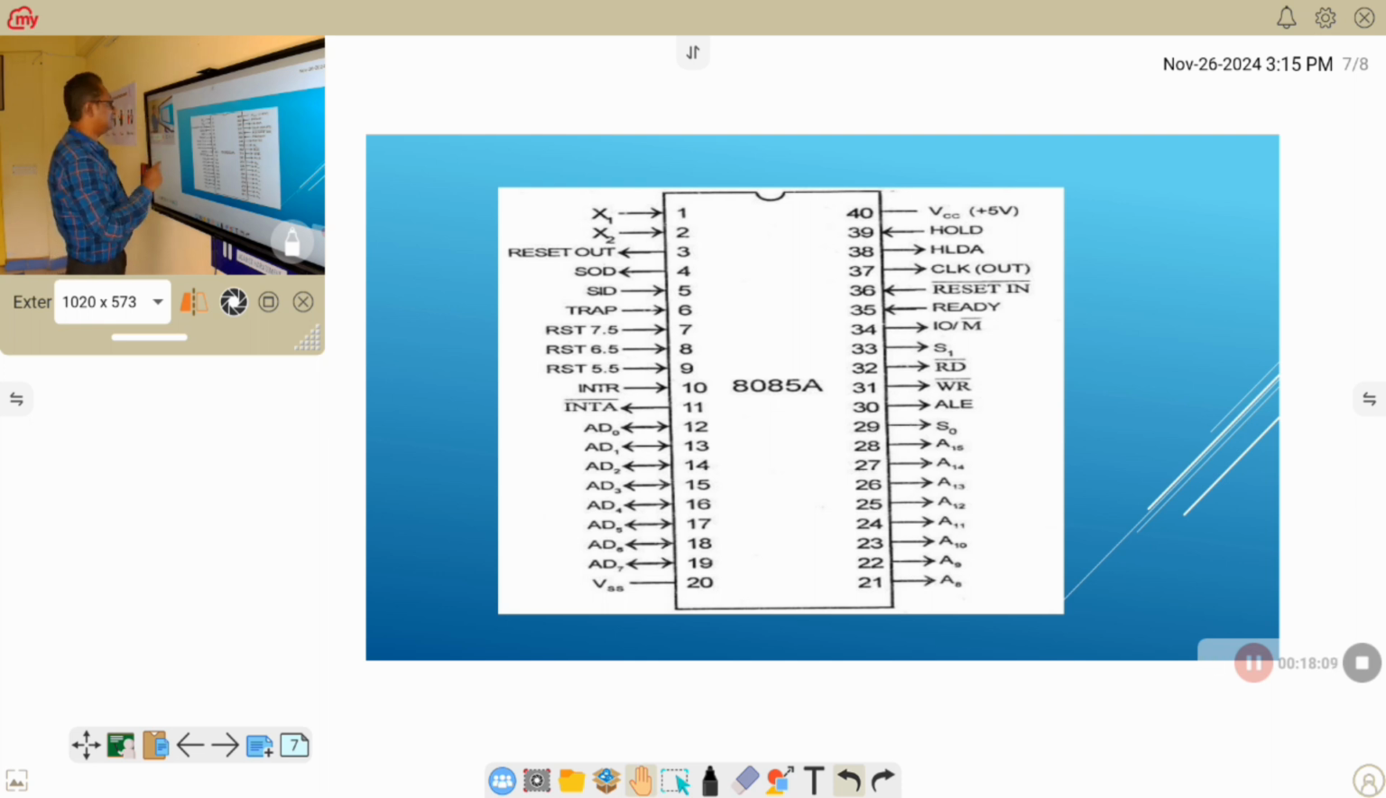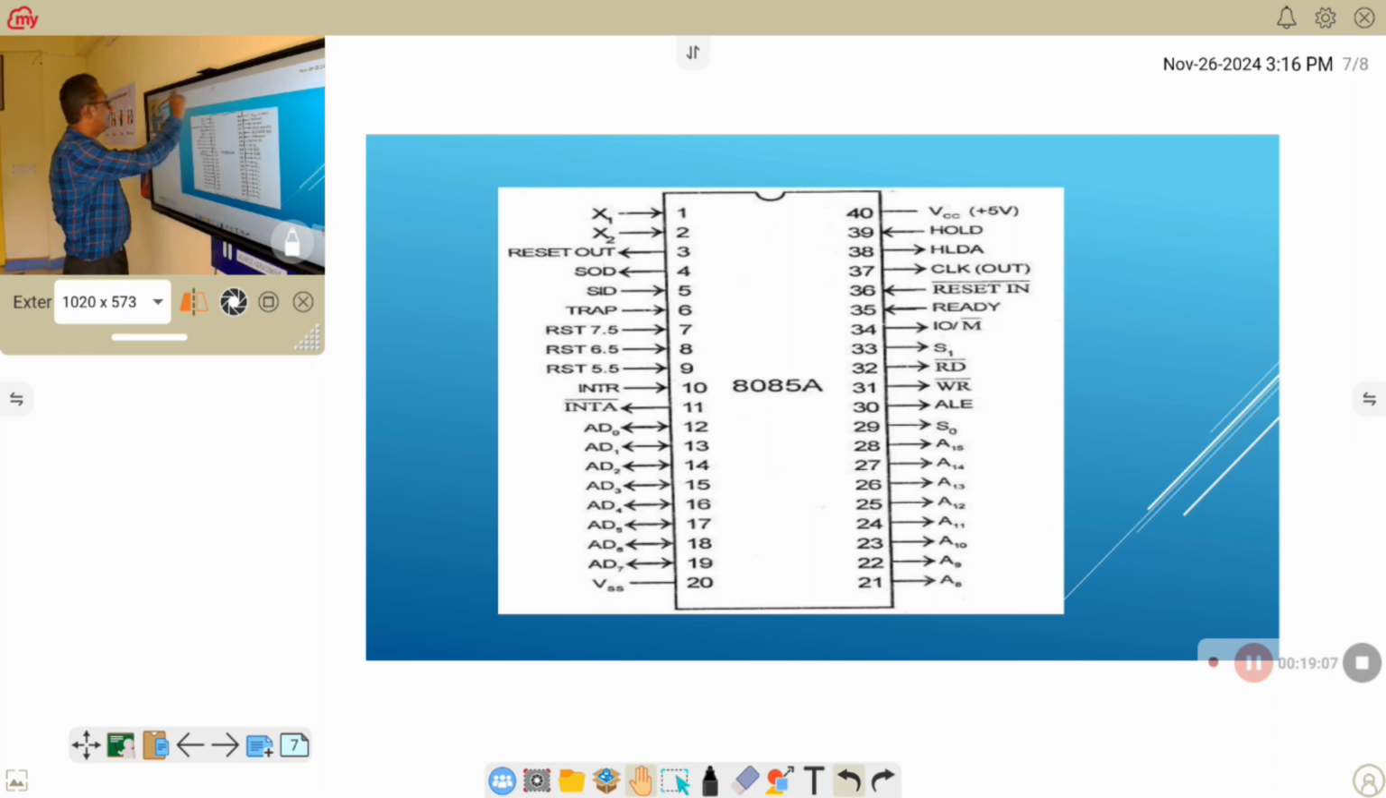Other important pins are IO/M bar. This is one important pin. Pin number 34, pin number 31 WR bar, pin number 32 RD bar. Bar means they are active low. When pin number 31 is low, the microprocessor will understand that it is a write operation. Similarly, when pin number 32 goes low, the microprocessor will understand it is a read operation.